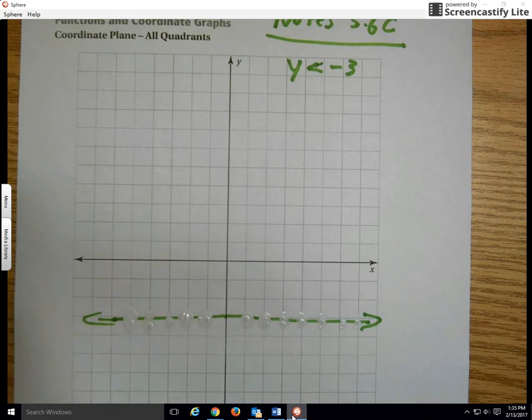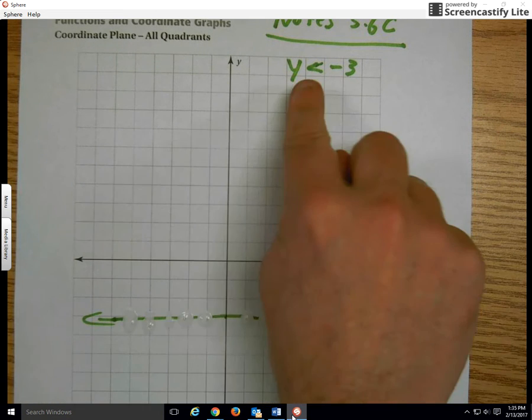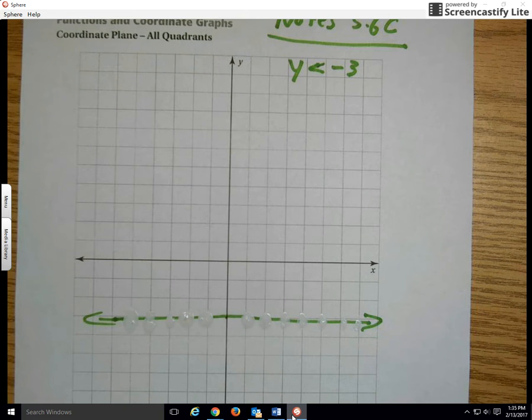And why should it be dashed? Because it's is less than. It's not is less than or equal to. So the line should be dashed. Now normally we'll just dash it from the beginning. We won't make the mistake, but just this time.